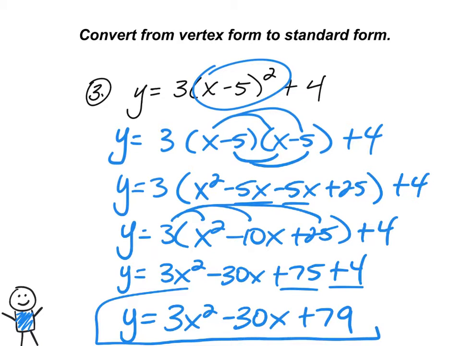I know it seems like a lot of steps, but we've learned every one of these steps in previous lessons. We know what squared means, so we wrote that factor twice. We distributed. Some teachers teach this by saying FOIL: first, outer, inner, last. After that, we combine some like terms. We've done the distributive property many times before, and then we also just combine those like terms at the end. Now this is in standard form. a is 3, b is negative 30, and c is a positive 79.